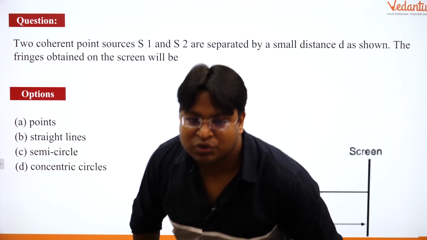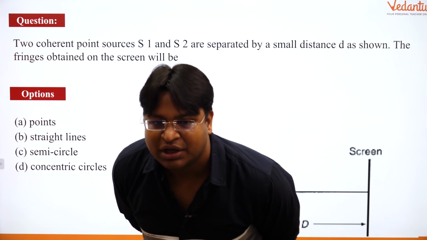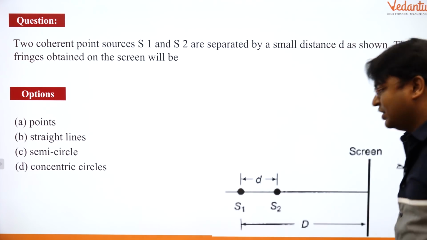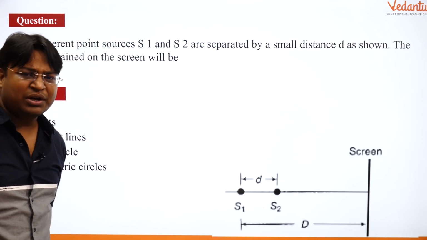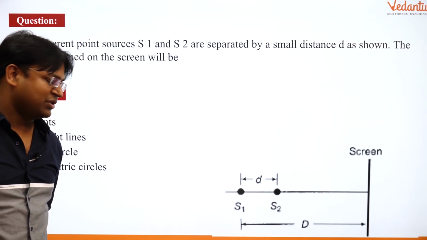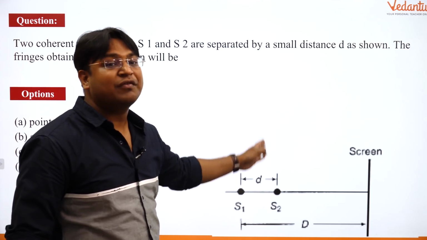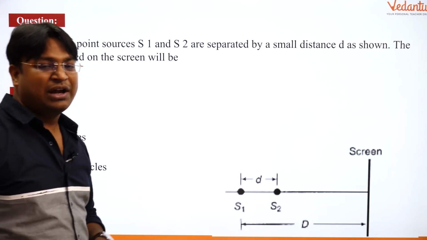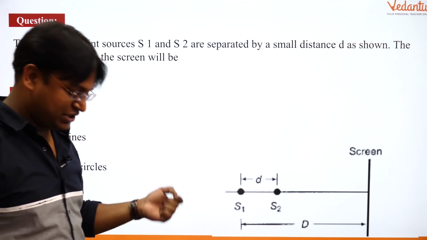Now we have two coherent point sources, S1 and S2, separated by a small distance as shown. The fringes obtained on the screen will be... I think we need to have a look at the diagram. So I'll just get aside and you can have a look. Now is this a regular YDSE setup? No, it's not. It's not a regular YDSE setup, because in YDSE the plane of the slits is parallel to the screen. Now we have a different situation, and what we need to figure out in this particular case is the shape of the fringes.